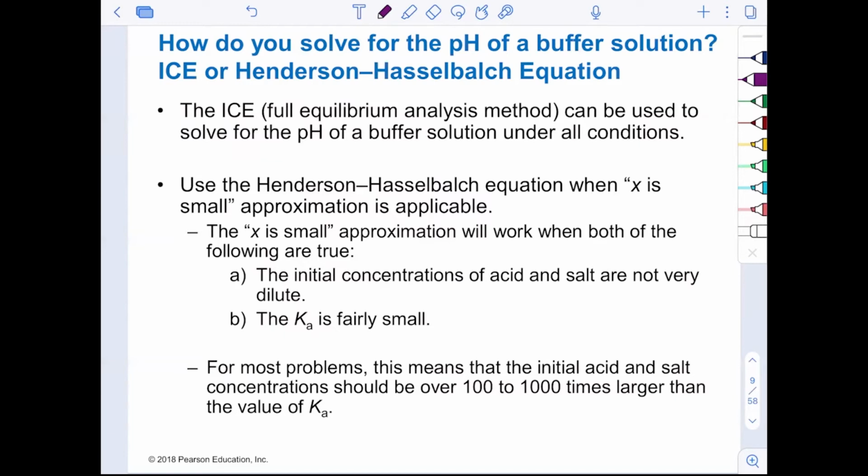For most problems, this means that the initial acid and salt concentrations should be over 100 to 1,000 times larger than the value of the Ka. That's where we were looking at concentrations of around 0.1 and a Ka of around 10 to the negative 4. That's a good assumption that you can use the Henderson-Hasselbalch equation.